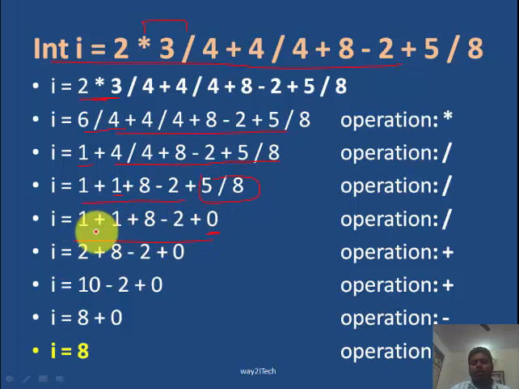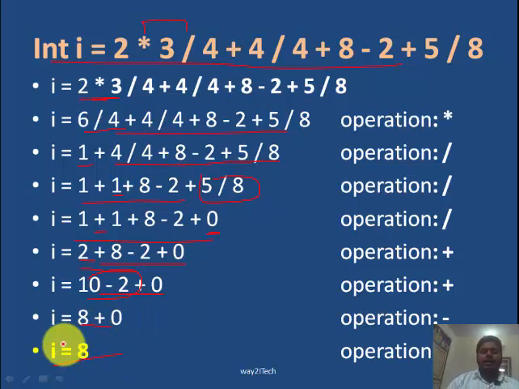First we will solve plus, means 1 plus 1 is 2, write the expression as it is. Now solve 2 plus 8, 10, write the expression as it is. Now solve 10 minus 2, that is 8. Now write the expression as it is. 8 plus 0, that is 8. So the result is 8.